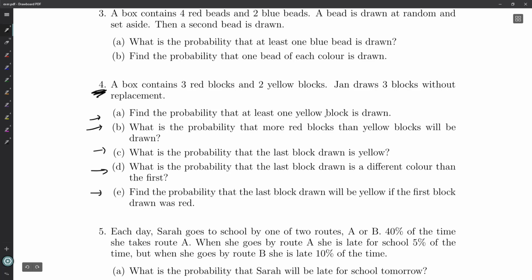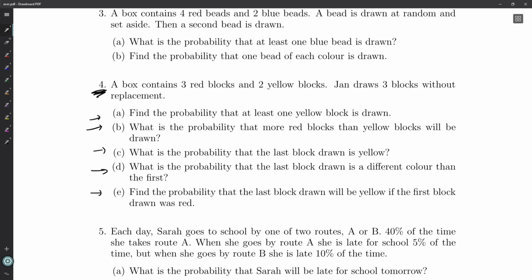So A, find the probability at least 1 yellow block is drawn. B, what's the probability that more red blocks than yellow blocks are drawn? C, what's the probability that the last block drawn is yellow? D, what's the probability the last block drawn is a different color than the first block?